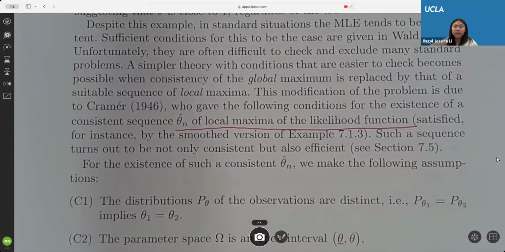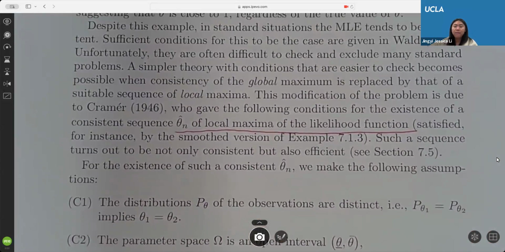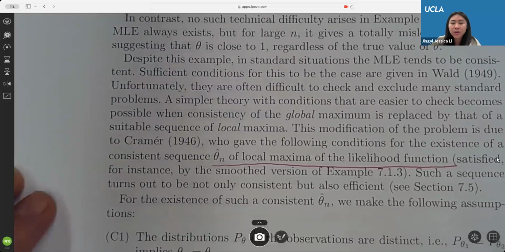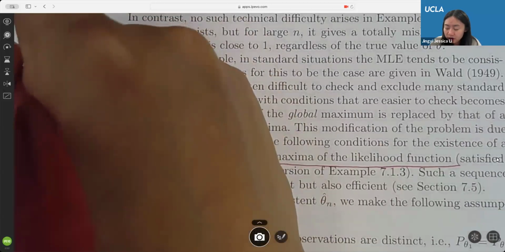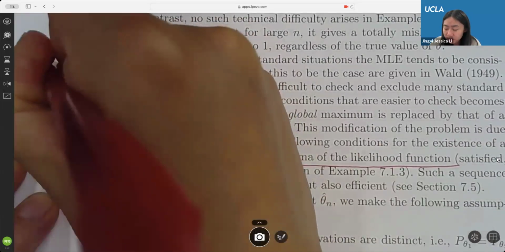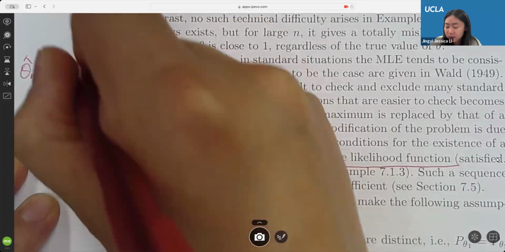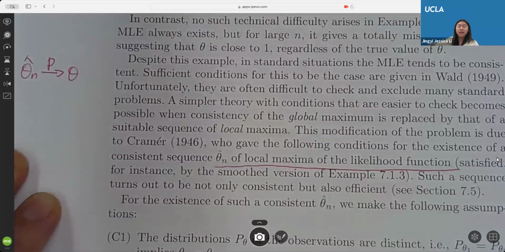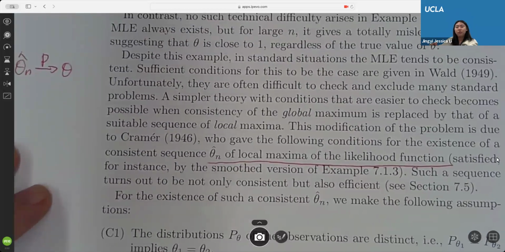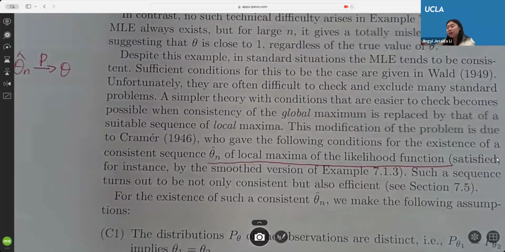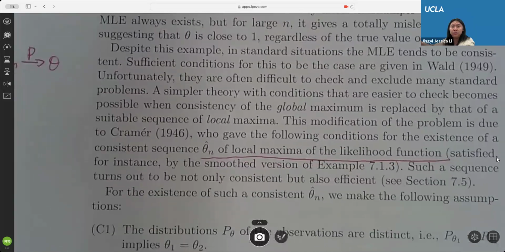Despite this example, in standard situations, the MLE tends to be consistent. And remember, what do we mean by consistent? This is something we talked about before. The typical form of weak consistency is this: theta hat n converges in probability to theta. And for strong consistency, we need to replace this convergence in probability by convergence almost surely. But in most cases, convergence in probability is enough.